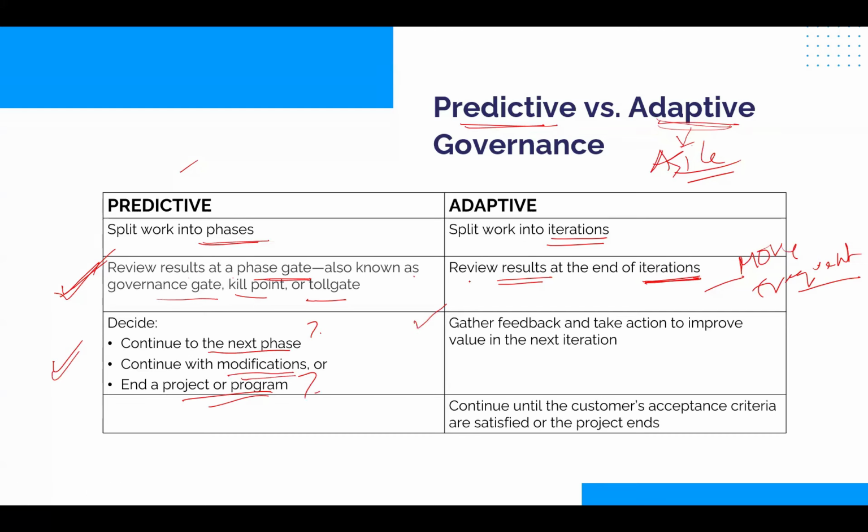But in case of adaptive, it's more like gathering feedback. At the end of iterations, it is more to gather feedback, take action, and improve the product. Why are we improving the product? To increase value. That's the idea. It is more driven towards improvement feedback, rather than decision making on whether or not to continue. And where do you stop? In adaptive, you continue until the customer's acceptance criteria are satisfied. So you keep on doing that. So this is a little difference in approach when it comes to governance between predictive and adaptive. High level view. Okay.